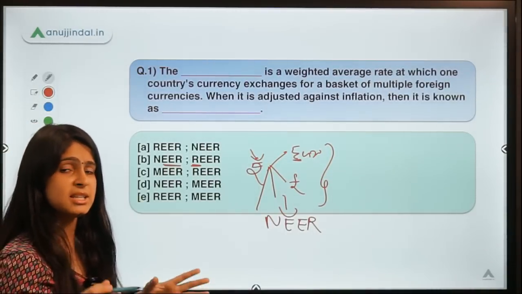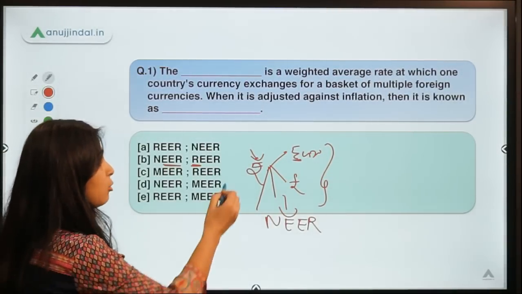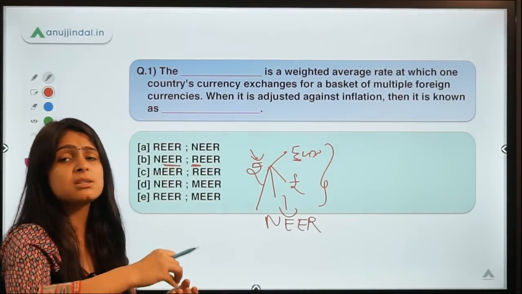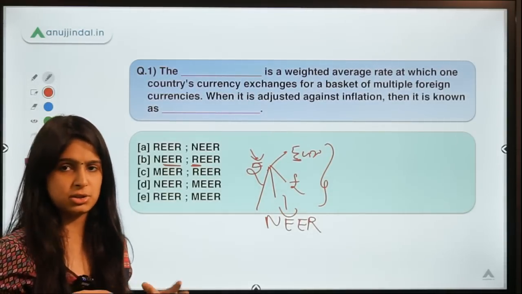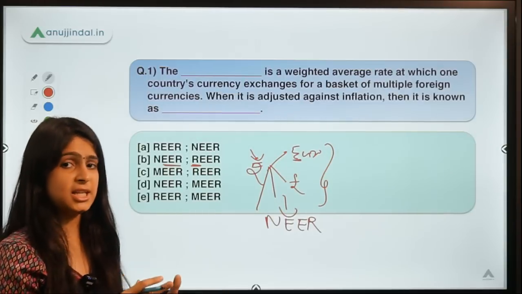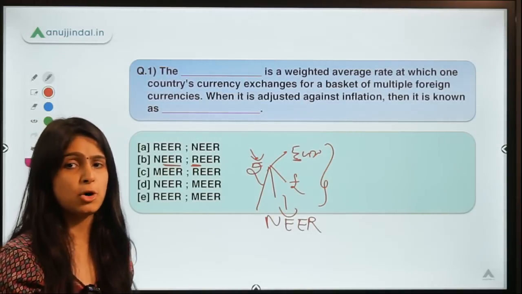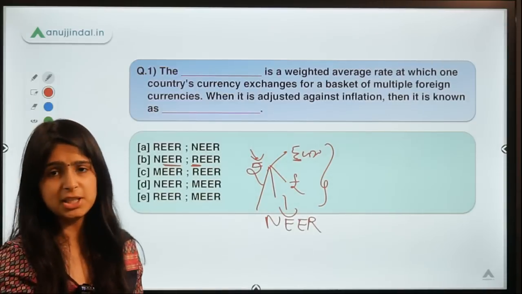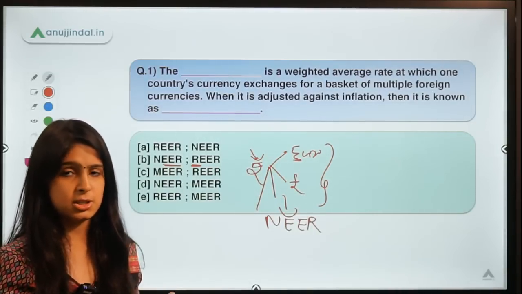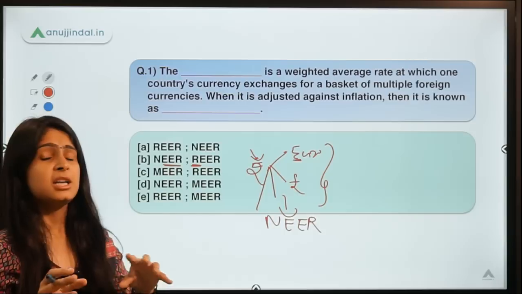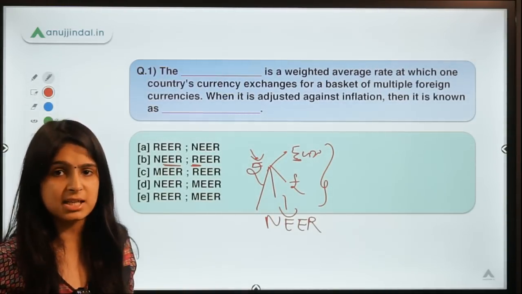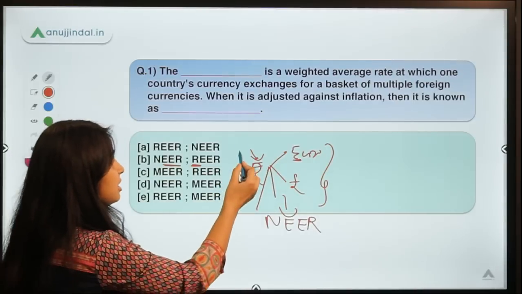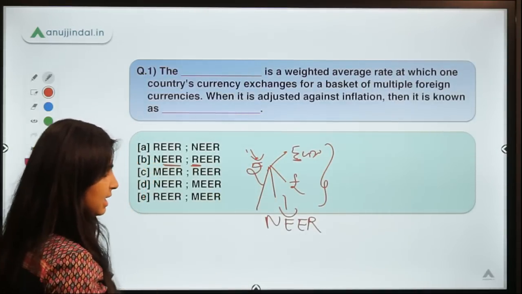So you have fixed that you want to find out the value of the Indian rupee with a certain basket of currencies, and there are, let's say, five currencies in it. So this is an example. You want to find out the value of the Indian rupee with respect to five other currencies, right? So you have five currencies in your basket. Now you would have to convert all the currencies into one single currency and then find out the rate of the rupee with that single currency.